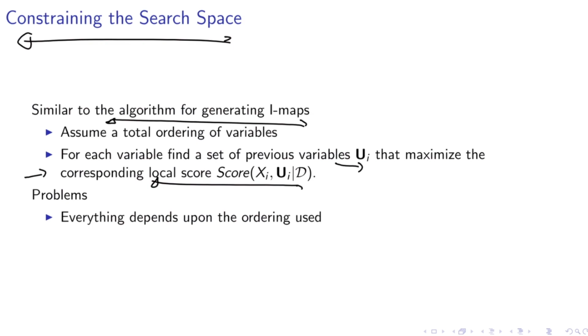Okay, a problem with this approach is that we have to fix the ordering, right? So the model that we learn is going to depend on how good the ordering we have used is. If the ordering is bad for constructing I-maps, for instance, then the ordering will also be bad for our structured learning algorithm.